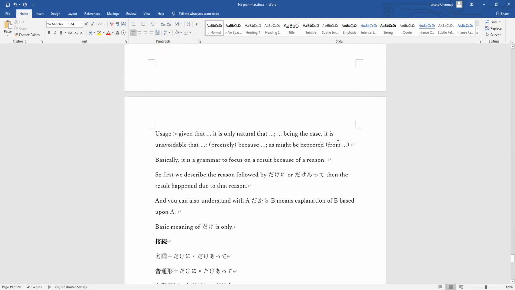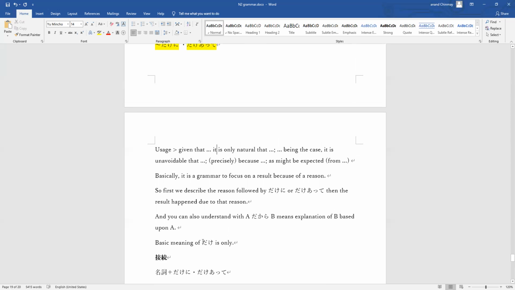So as might be expected from, an expectation based upon a reason. In every example sentence there will be a proper, precise, well specified, well explained reason, and due to that reason we can say this thing is unavoidable, or given that, that's why this happened, or given that, it is only natural to happen, or it is obvious to happen, whatever is the context. Or you can say as being the case, this is the case, that's why this happened. So dakini, only here we are using it as because, but the basic meaning of dake is only, so we are saying only this is the reason, that's why this has happened.